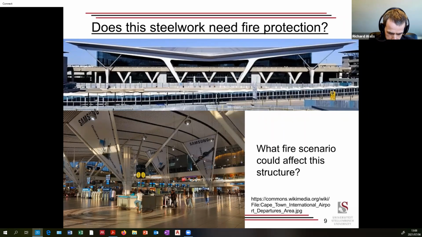And so now, yes, you may have terrorist attacks. So those are always very difficult to design for. Those are more blast loads, but I'm talking fire loads, high temperatures. So yep, maybe you have a whole bunch of baggage that catches fire. So maybe you can have localized fires around the columns.